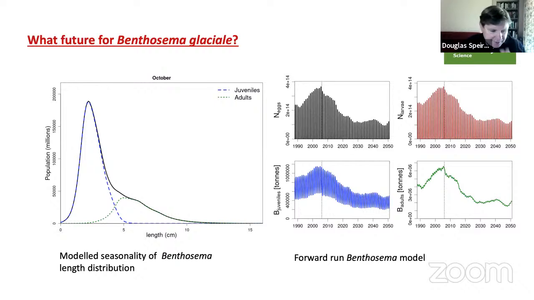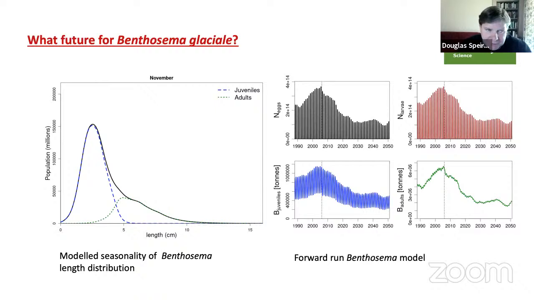So we can see that in the winter, there's no reproduction. And then in the spring, we get the young individuals coming in and they begin to dominate the length distribution.